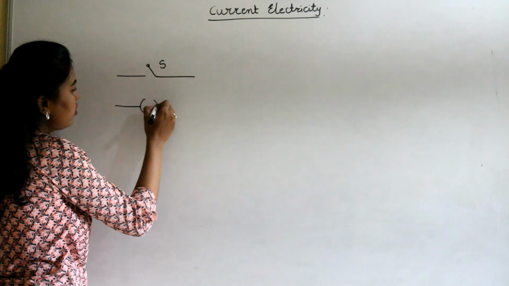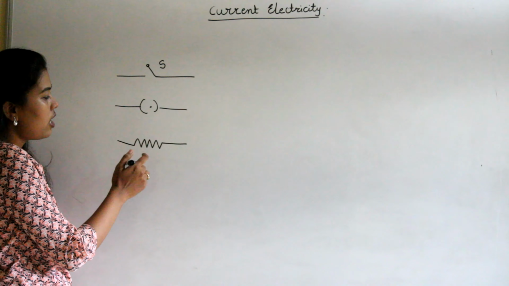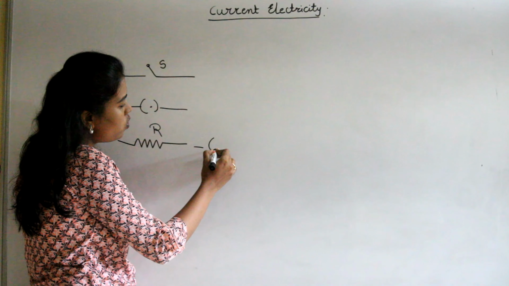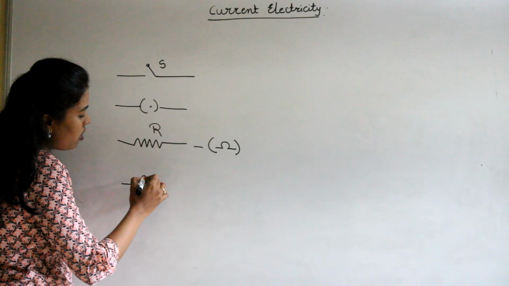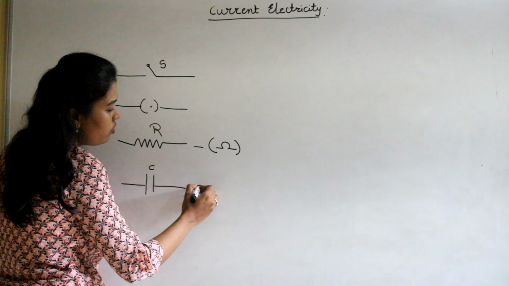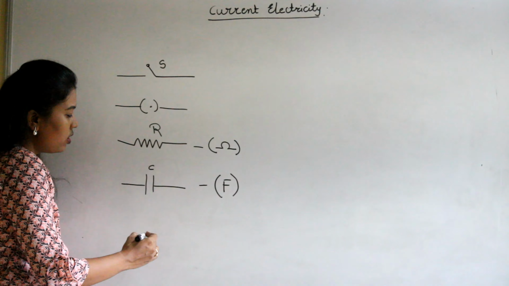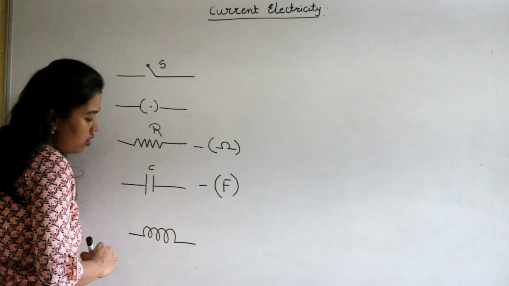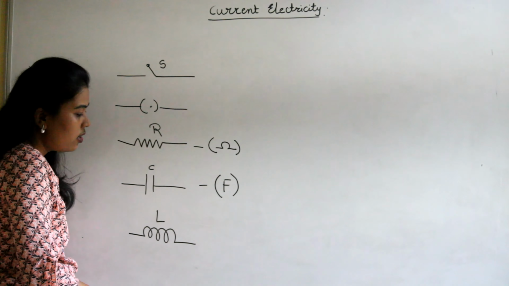It may be a resistor, which is symbolically shown like this, and it is denoted by R, and the unit of resistance is ohms. You can also think about a capacitor, which is denoted by C, and the unit is farad, which is denoted by capital F. Then comes the inductor. It is denoted by L, and its unit is Henry.